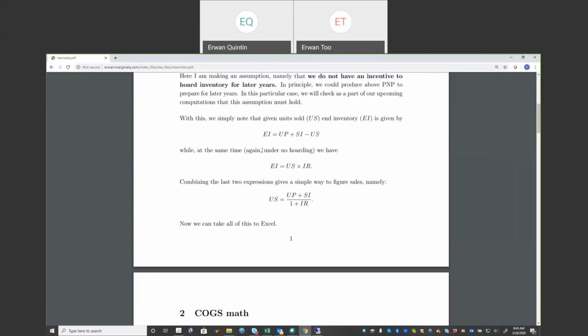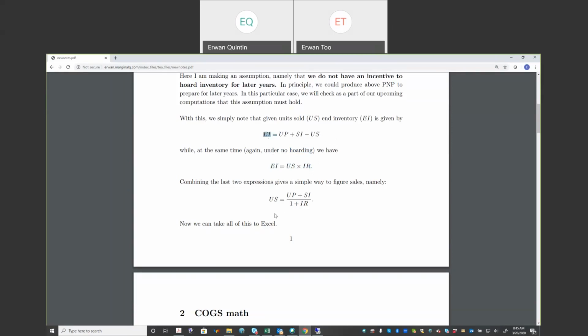But at the same time, as long as we're willing to make this no hoarding assumption, we also know that my ending inventory is exactly and no more than what I need to support my sales. But what do I need to support my sales? It is units sold times the inventory ratio. So what I'm going to do now is take this expression for ending inventory, in other words, US times IR, and put it here.